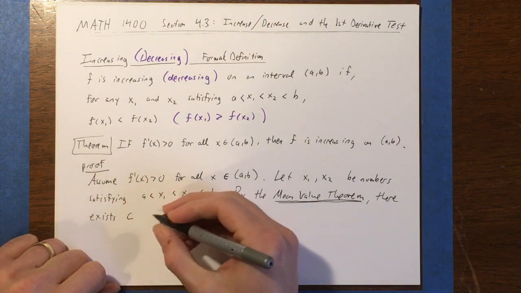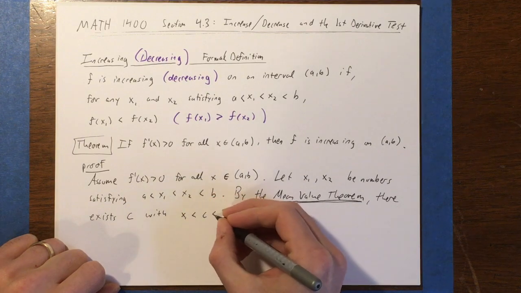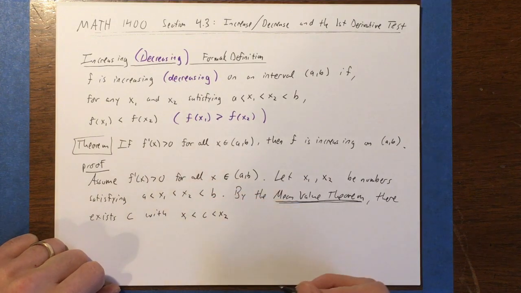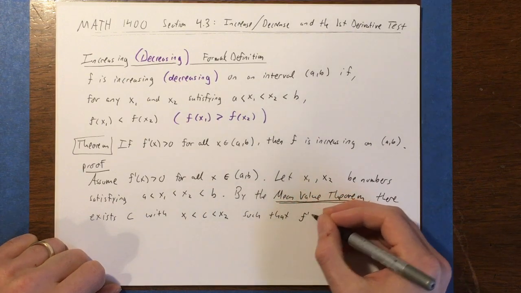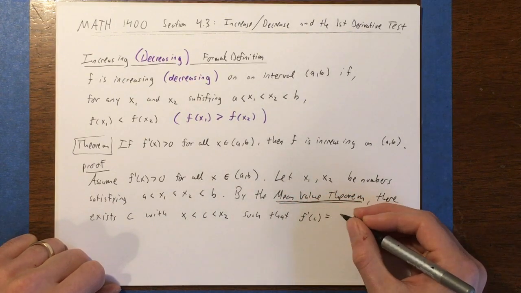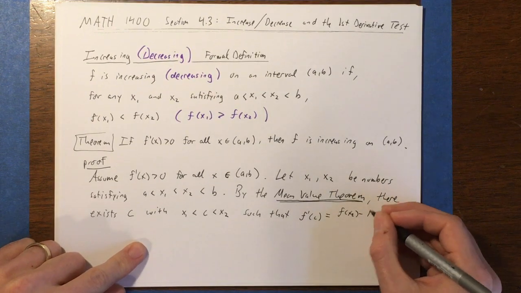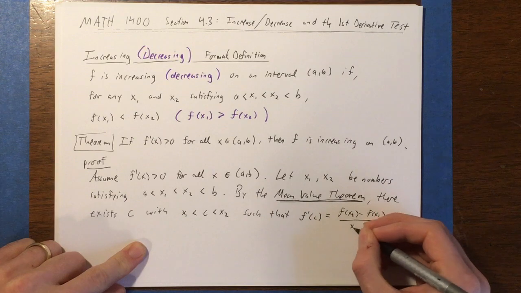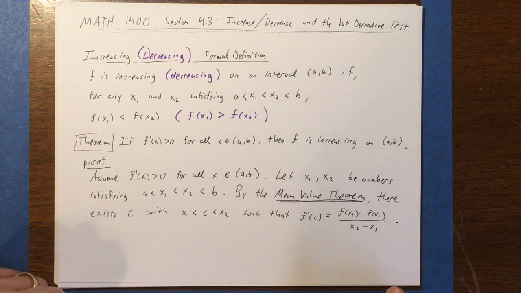a number c that's between x1 and x2, like that, such that f prime of c is equal to the average rate of change, which is f of x2 minus f of x1 all over x2 minus x1. That's the average rate of change.